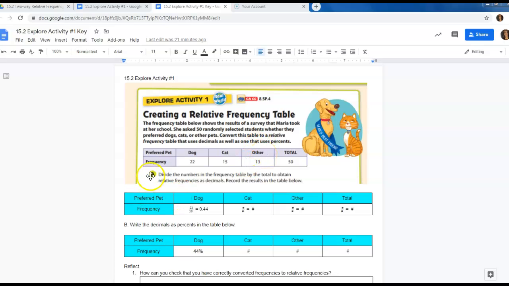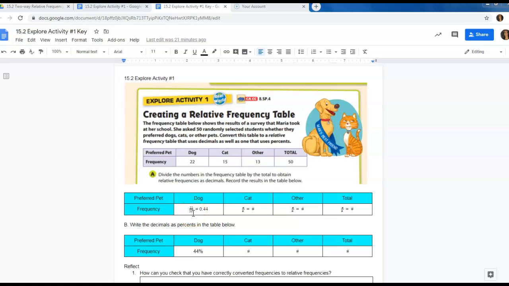So the first part says, divide a number in the frequency table by the total to obtain the relative frequency. And we're going to do this as a decimal. Then you record right here. I already posted the numbers, all you have to do is type it in. The first one is already done for you. This one had 22. Remember, the total was 50. So you put 22 out of the 50.